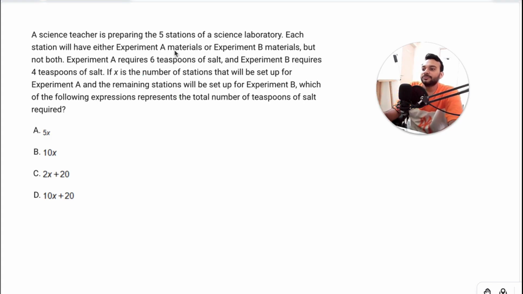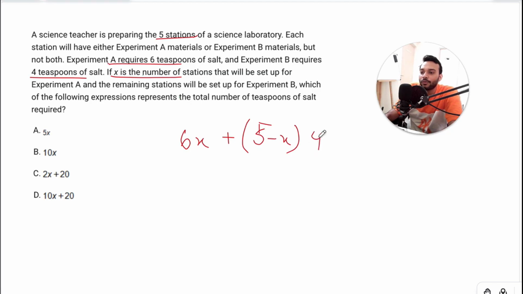Okay, experiment A requires 6 teaspoons, experiment B requires 4 teaspoons. Okay, total 5 stations, and out of those 5, x is the number of stations that will be set up for experiment A. So for one station, 6 teaspoons will be required. So for x, 6x would be required for experiment A. Okay, now the remaining for experiment B, how many stations are there? 5 minus x, times 4. 4 teaspoons for each station of experiment B.